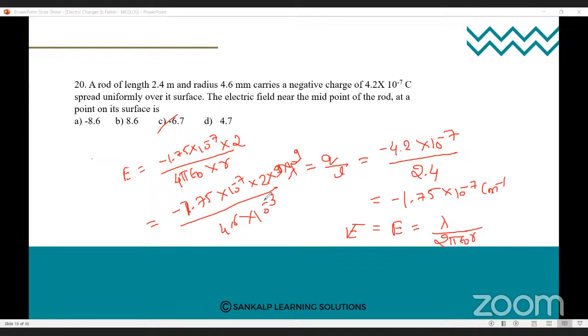Yes, everyone. See, all the values I have substituted. Whoever did not understand any step, please ask. You get minus 6.8. Minus 6.8. Okay, no problem.